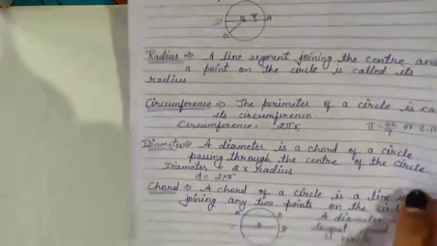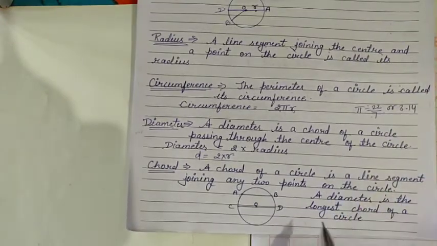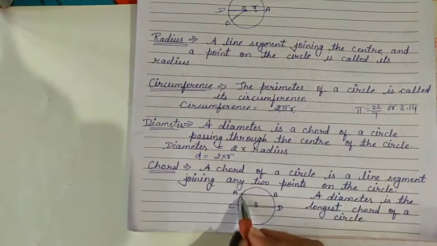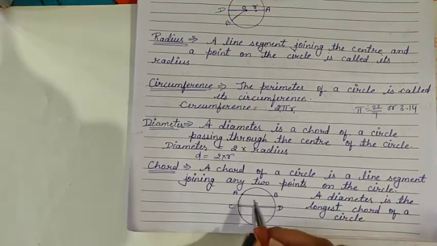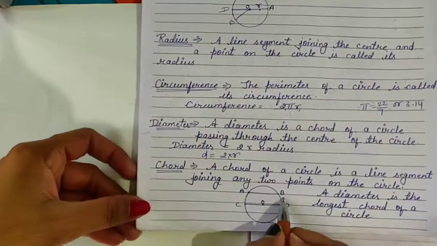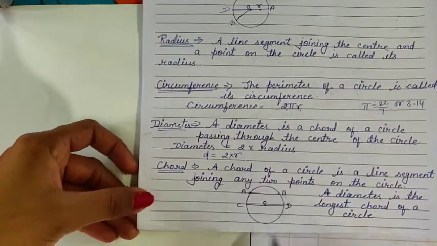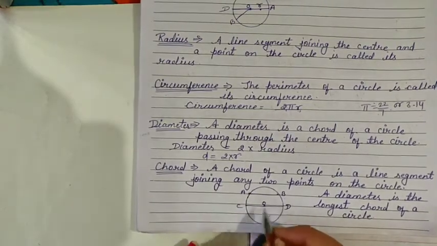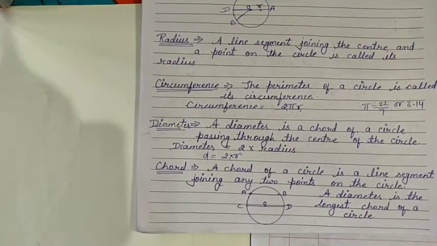Now chord. A chord of a circle is a line segment joining any 2 points on the circle, and the diameter is the longest chord of a circle. This is a line segment AB which is joining 2 points on the circle, this point A and this point B. This is called its chord. And COD is the diameter through the center of the circle, so this is the longest chord of a circle.